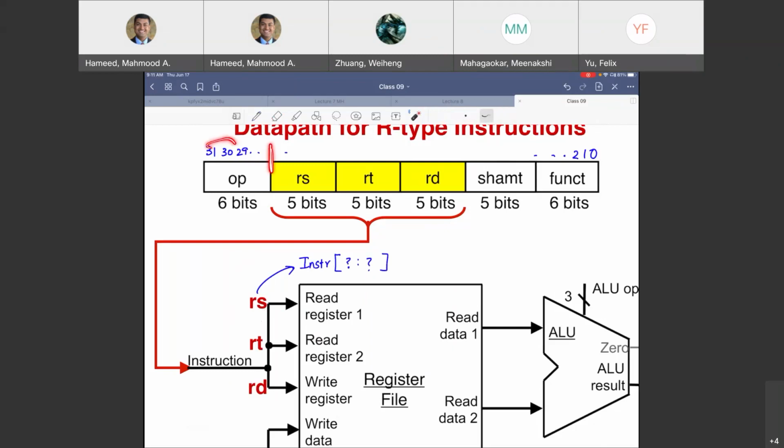So RS is here to here. Wait. 25 to 21. Agrees? Everybody? Yeah? All right, next. RS, RT. Instruction register. What to what? 20 to 16. Next, RD.